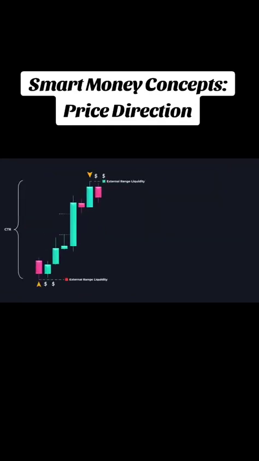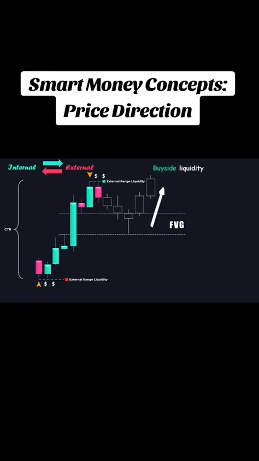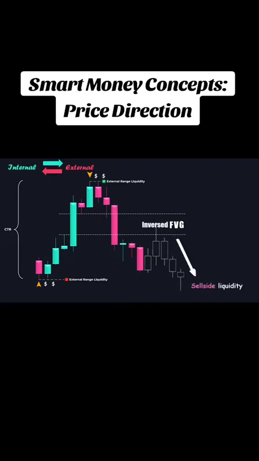Now here's the big picture. Internal and external liquidity together form the market's dynamic liquidity. This is the real engine that drives the price, pushing it up, dragging it down, or faking you out. Imagine the market like a loop. Price is always rotating between internal and external liquidity. It's either moving from a high or low toward a fair value gap, or from a fair value gap toward a high or low. That's the core rhythm of price movement. Once you understand that, you start trading with the market, not against it.